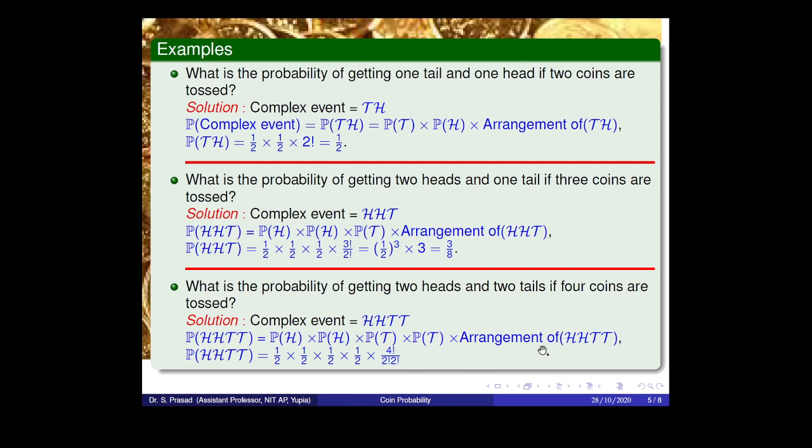These parts come from permutations, so go to the permutations chapter, where we study how to arrange these letters. After calculation we can write 1 by 2 to the power 4 into 6 is equal to 3 by 8.